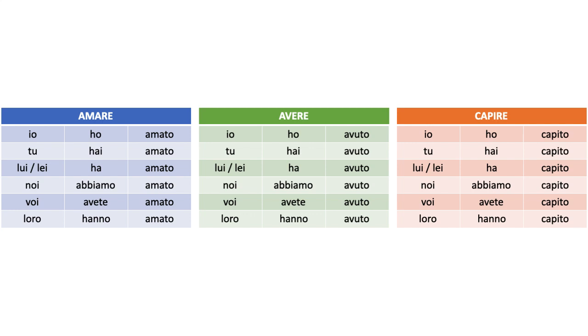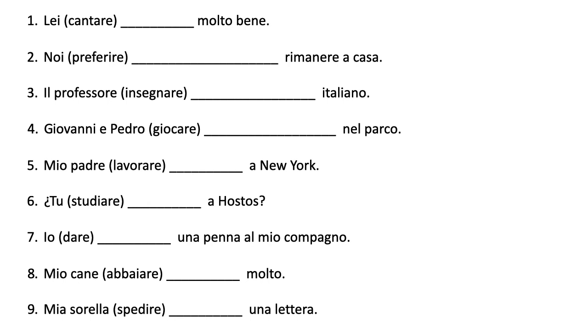Okay? It's fairly simple. This is the way that you conjugate verbs in the past in Italian. Okay? Two elements, the verb avere and then the past participle. So let's look at some sentences. How would this work in sentences? Let's look at these 9 sentences. I want to conjugate the verbs in parentheses in passato prossimo because these actions happened in the past.